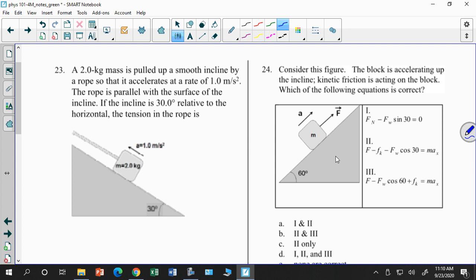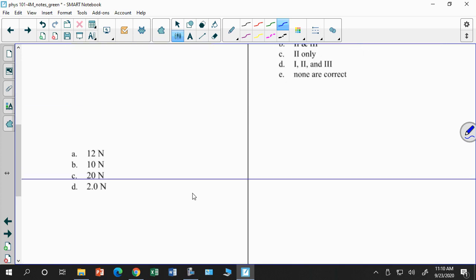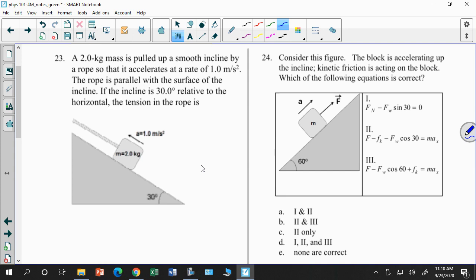A 2 kilogram mass is pulled up a smooth incline. It accelerates. I want to know the tension in the rope. There's no friction on this, but you will see an inclined plane with and without friction. You ready for that? I'm going to draw my forces first.